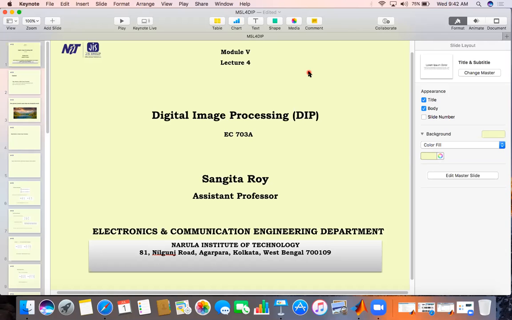Welcome back, students. Today we are going to start the session with module 5, lecture 4, and it is under edge detection. This is the last lecture of edge detection.